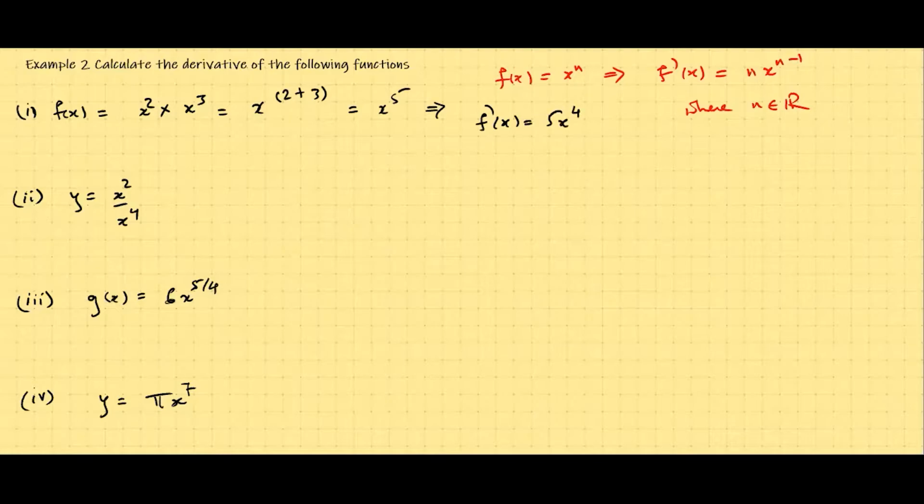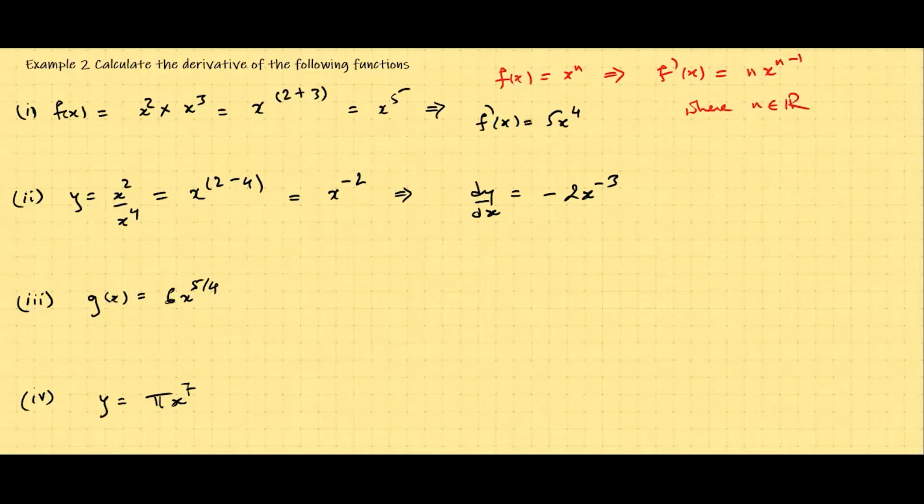and we can differentiate this to say f prime x is indeed 5x to the 4. Now, part 2 of this example, again, we've got a function in a slightly messy form, we want to get it in the form x to the n, and we can again use laws of indices. In this case, because the things are being divided, we can subtract the powers, so we get x to the minus 2, and we differentiate this directly to just say the derivative is minus 2x to the minus 3.